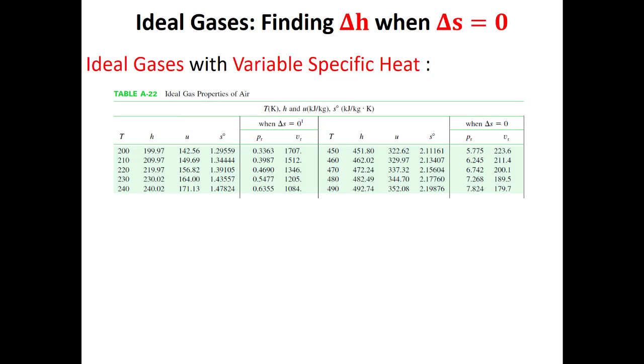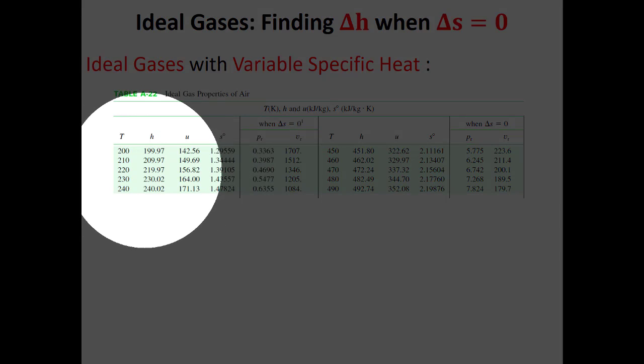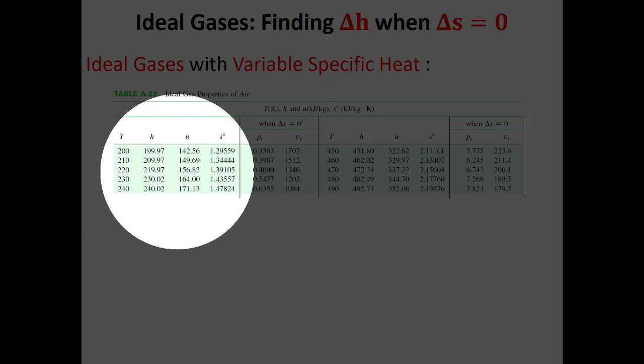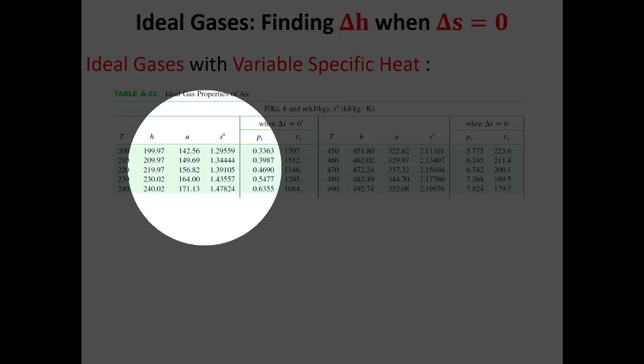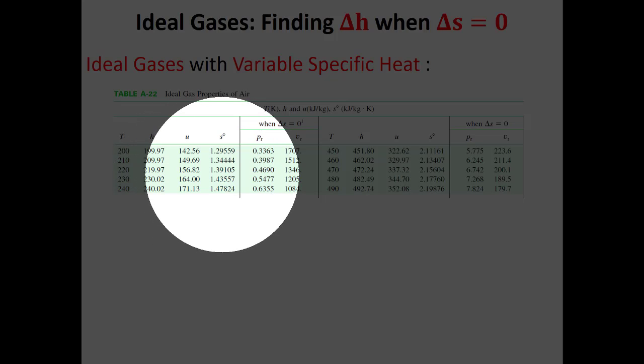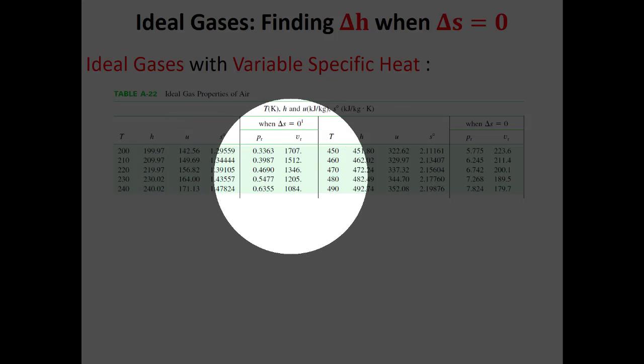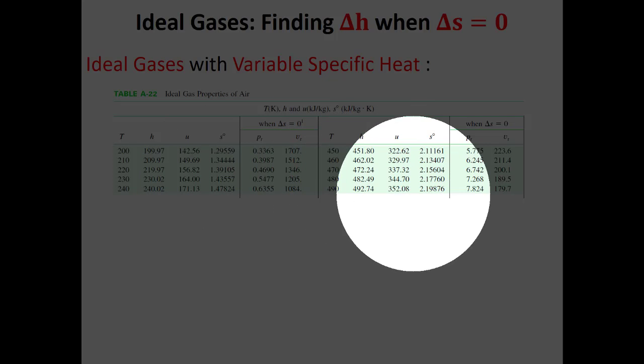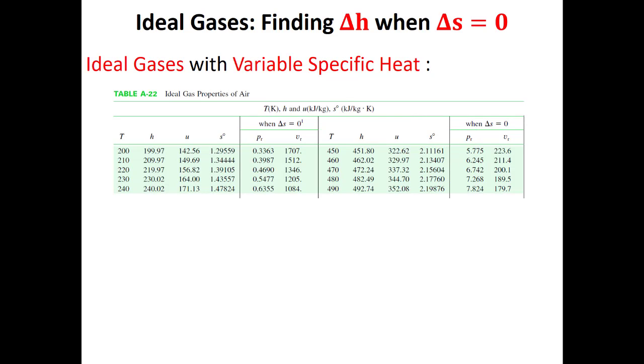But if I knew the temperature of an ideal gas, then I would look it up here. Let's say it was 220, then I'd see that H was 219.97. Or if I wanted the specific internal energy here, or if I wanted S superscript 0 because I was trying to find delta S, then I would put this in. If my other side was at 490, then I could get S superscript 0 there, and I'd get delta S superscript 0, which is the change in the specific entropy because the temperature is changing. So that's how we use this table.